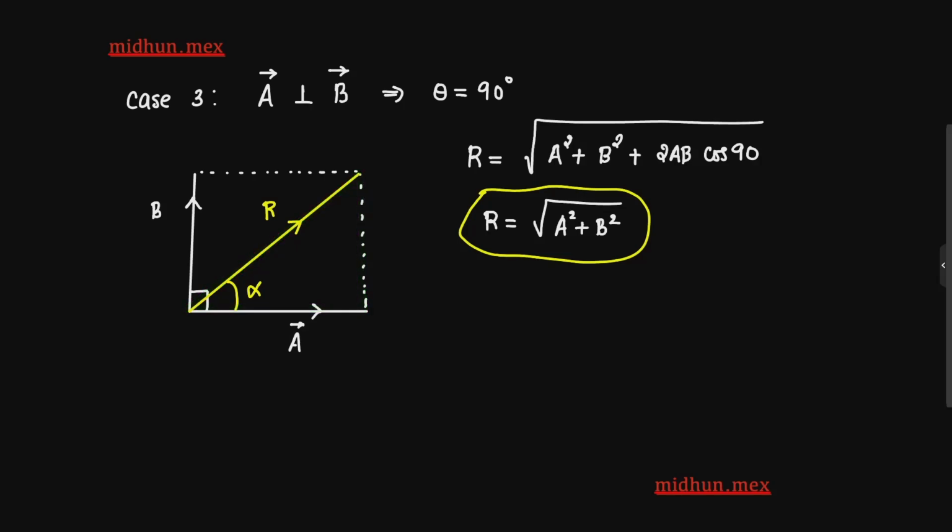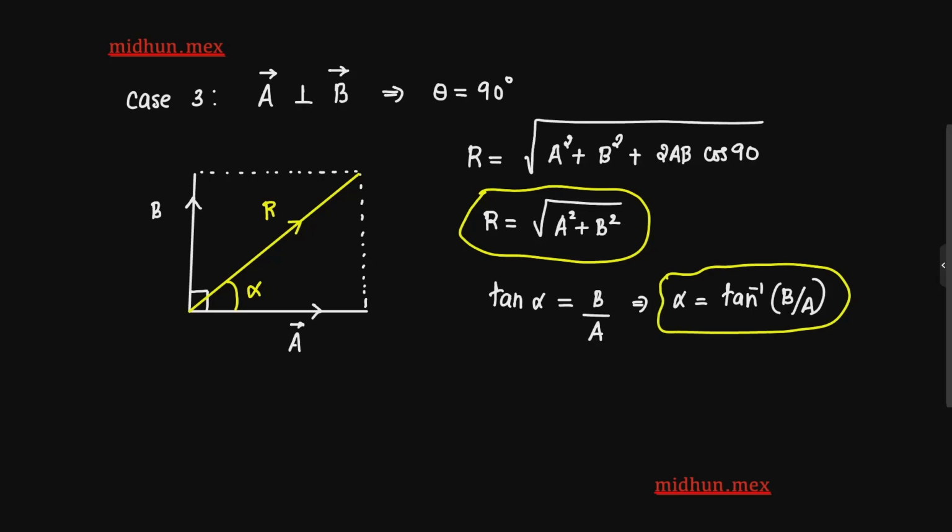Therefore, I can take tan alpha. Tan alpha is opposite side, that is B, adjacent side, that is A. From here we can easily find alpha. Alpha is equal to tan inverse B by A. So that is the value we can easily find whenever two vectors are perpendicular to each other.